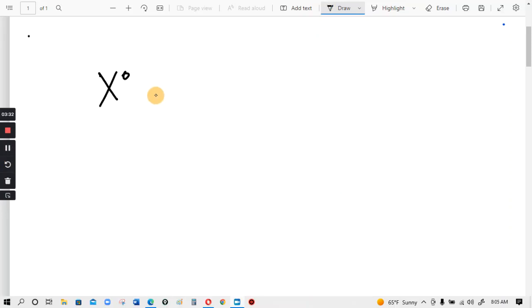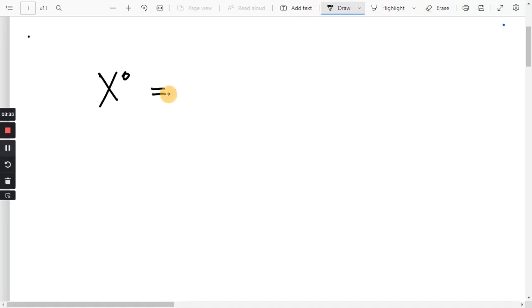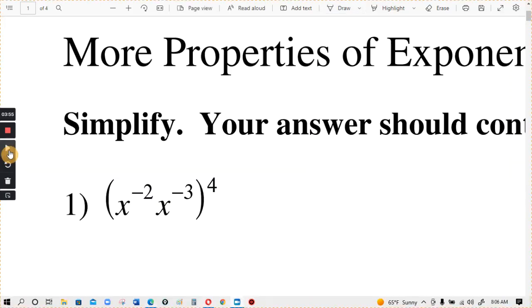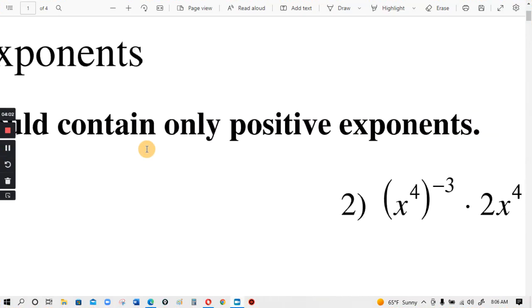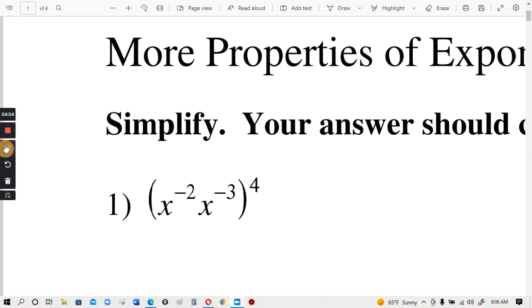And finally, anything to the power of 0 equals 1. So x to the 0 equals 1. And if you see something in parentheses, it doesn't matter what is in the parentheses. Even if it's x times y times z, if it's raised to the power of 0, it's going to be 1. The instructions say to simplify, and your answer should contain only positive exponents.